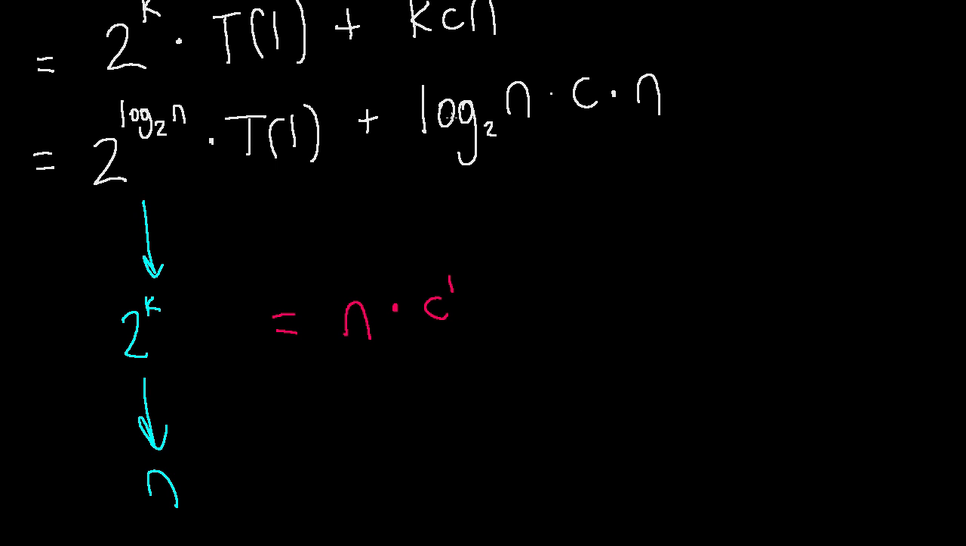Now, what is this here? Log base 2 to the n. Well, when you just keep it general, that's essentially going to be log n. So we can say plus log n multiplied by c multiplied by the n. This n never went anywhere. So that's what we're going to wind up with.